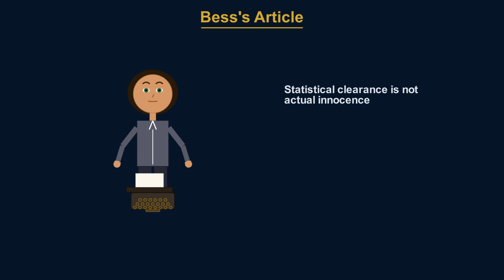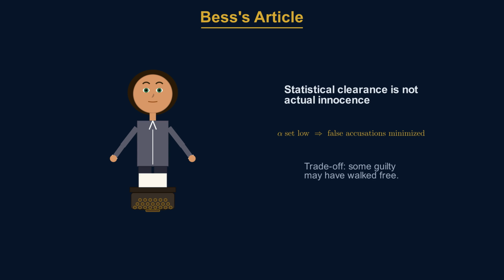In her article, Bess explains this to her readers. The algorithm cleared the trader, but clearing someone statistically and clearing someone in truth are not the same thing. The agency set a strict standard, strict enough to protect the innocent, but in exchange it wasn't a loose enough rule, so some of the guilty may have walked free.